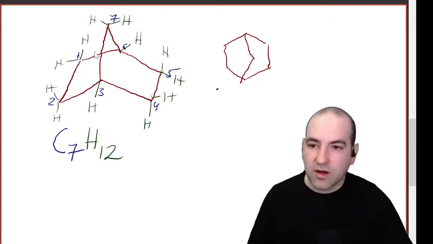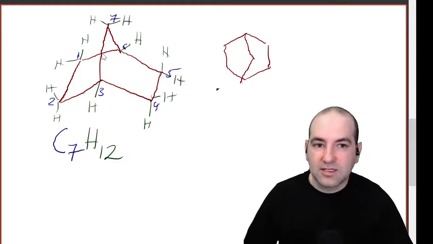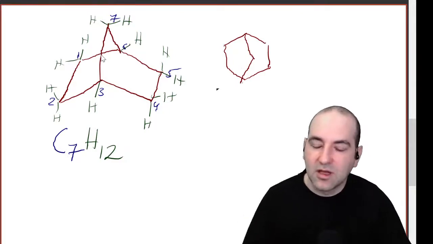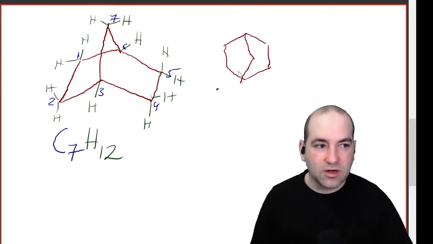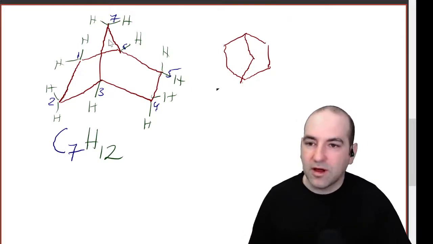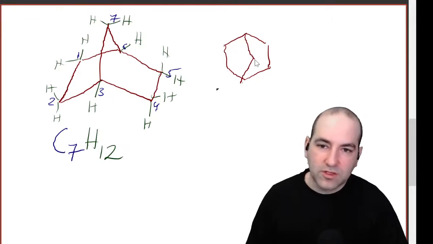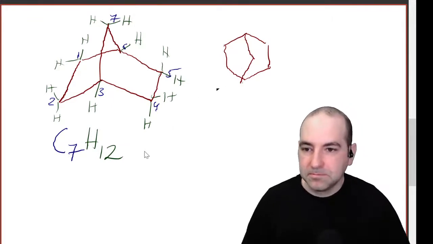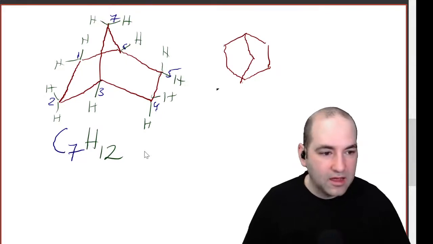I think the trickiest part of this one is that it's hard to tell, because this clearly looks like an intersection, is that a carbon or not? And because of this weird 3-dimensional structure, it's not. So there's not a carbon there. It's just a 6-carbon ring with this bridge across the top. So that's how you do I.